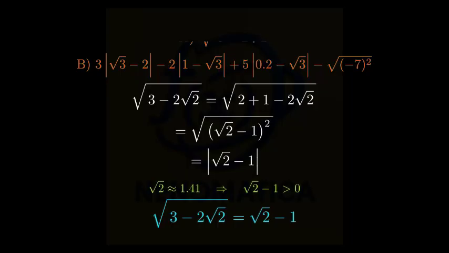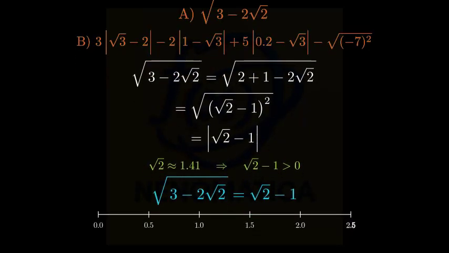Now for part B, we will decide the sign of each absolute value using a number line. Here is a simple number line from 0 to 2.5. We mark 0.2, 1, the square root of 3, and 2.